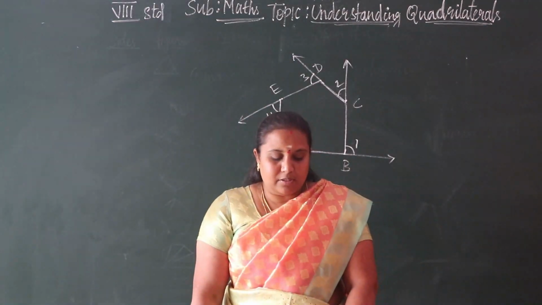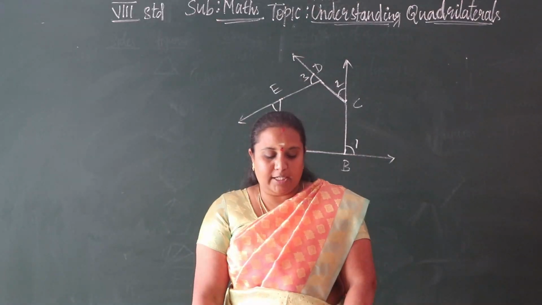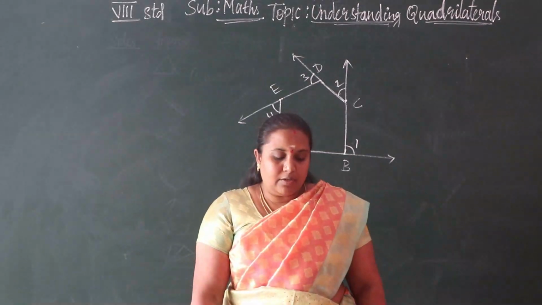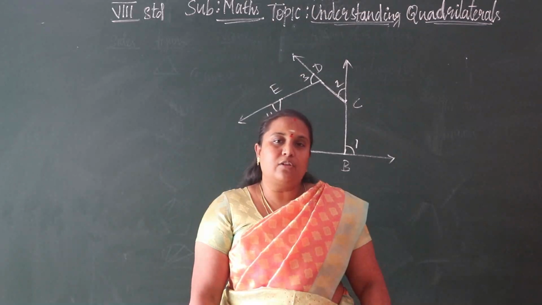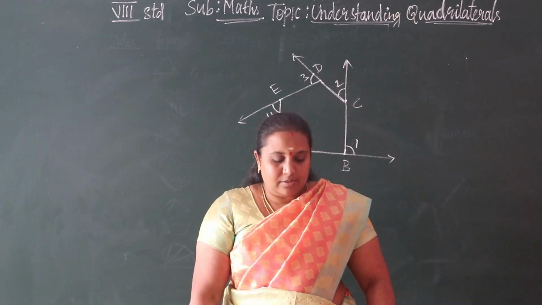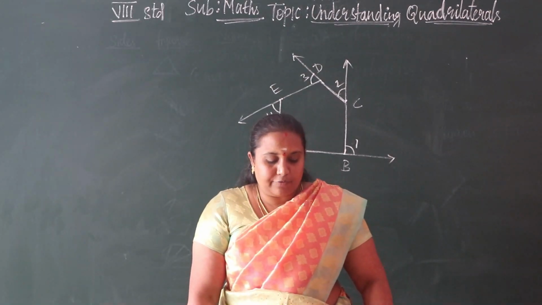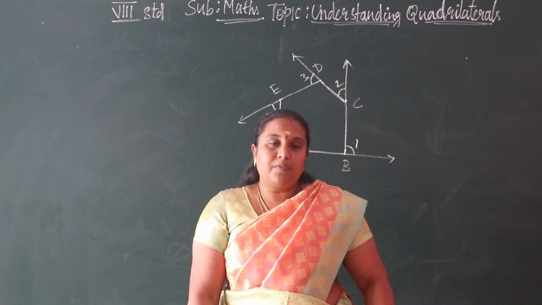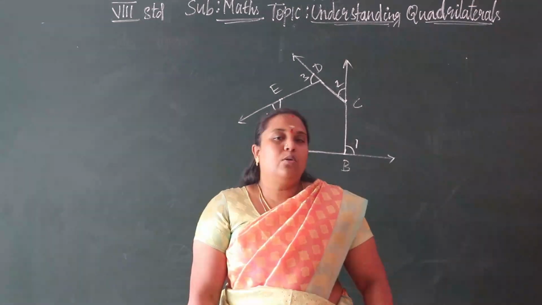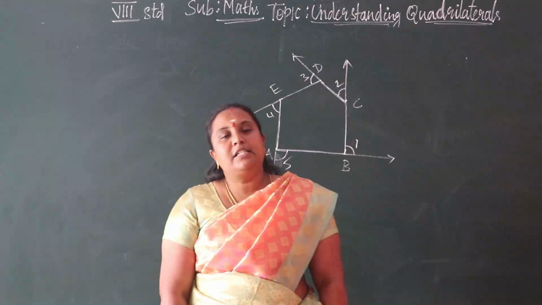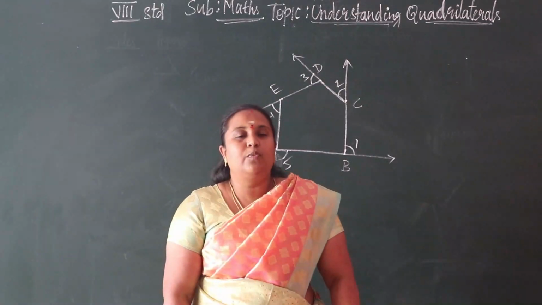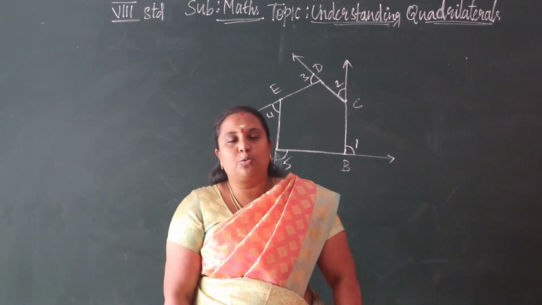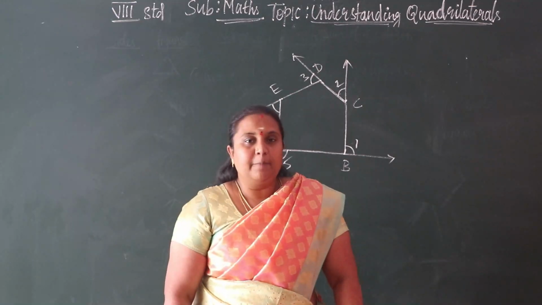So whatever the number of sides of a polygon, this is true. That is the sum of the measures of the exterior angles of any polygon. For interior angles, the sum of the interior angles of a polygon, we have a formula, that is (n minus 2) into 180 degrees.